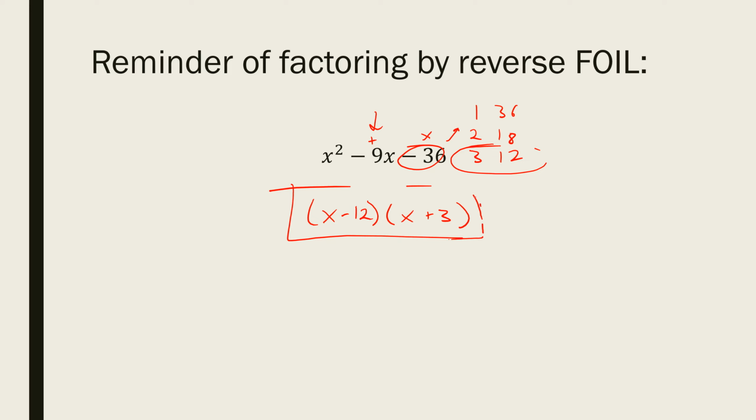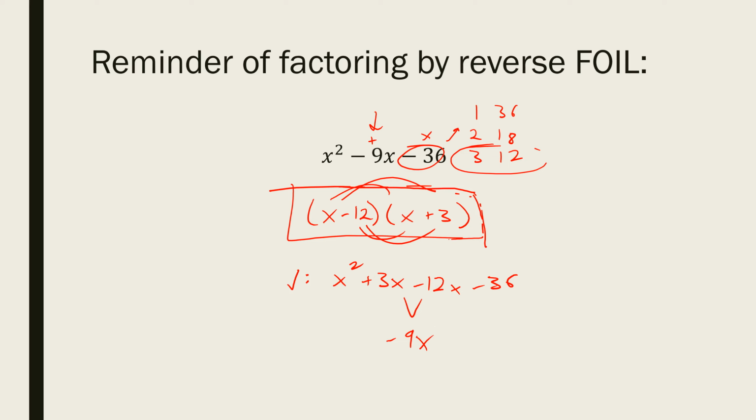Remember that I can always check by just doing the FOIL. So let's see, x squared, 3x, minus 12x, minus 36. Yes, these two do combine to negative 9x. I'm good. Okay, so that's factoring.